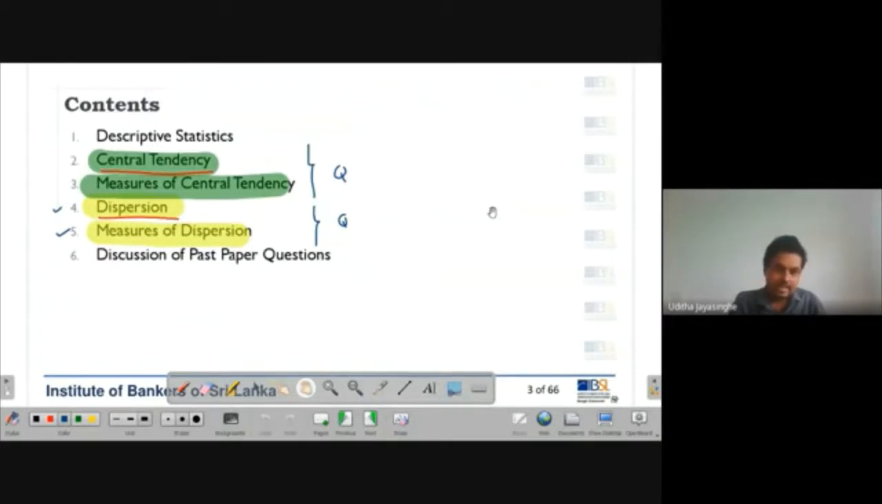One is central tendency and the measures of central tendency. And the second area is dispersion and the measures of dispersion. This is where we are, at the yellow colored part, where we are learning and trying to understand what sort of distributions these data sets are going to bring.